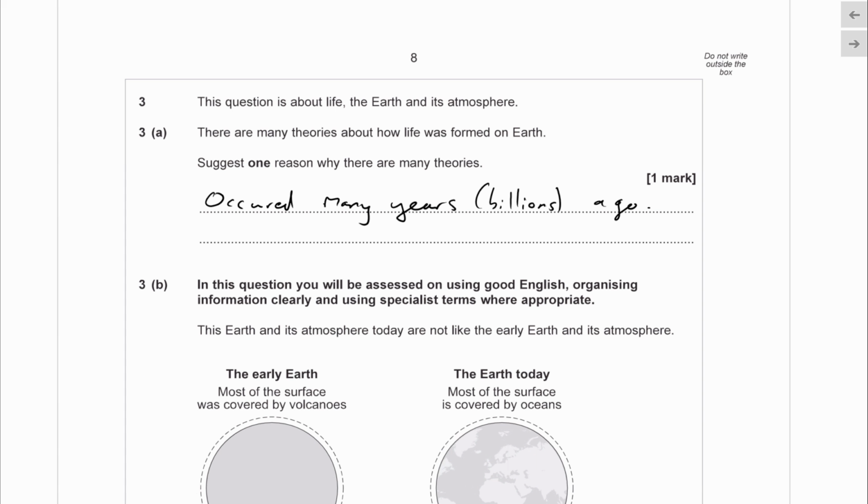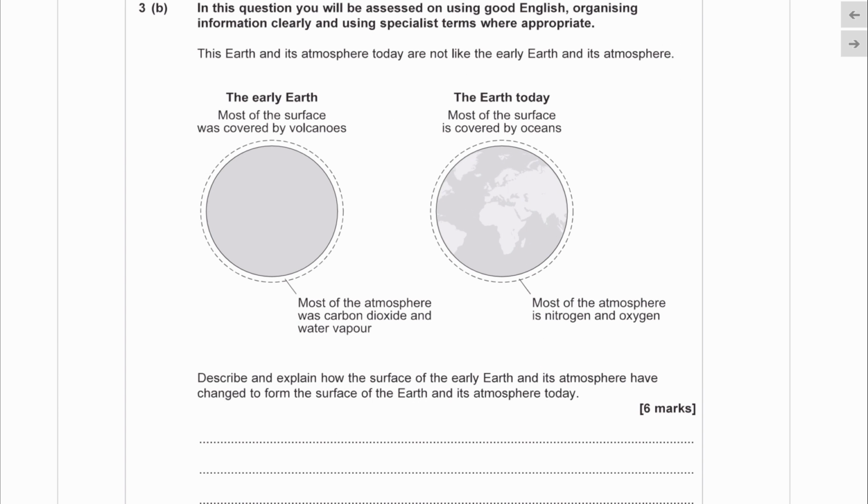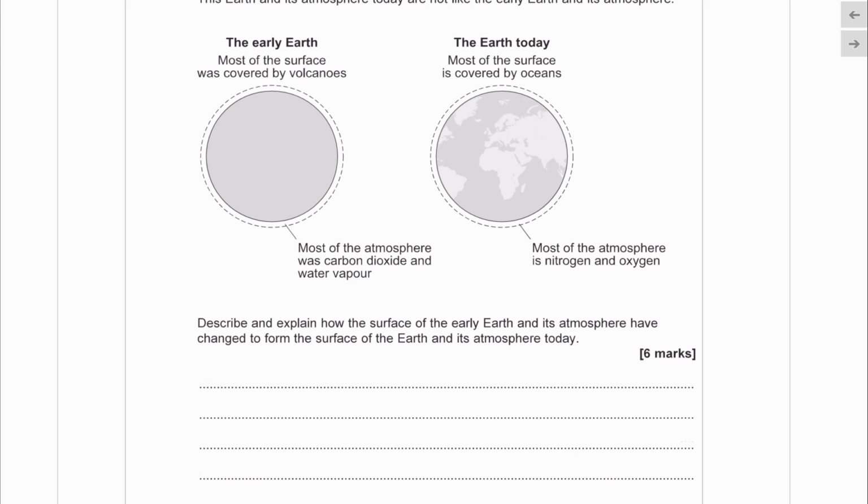Alright, so 3b, it says, in this question you'll be assessed on your English, okay? It says, this Earth and its atmosphere today are not likely the early Earth and its atmosphere, right? And we have this diagram. You've got the early Earth, where it's mostly covered in volcanoes, and you've got the Earth today, where it's mostly covered by oceans, okay? And that's obviously true. We're also told about the atmospheres. Most of the atmosphere was carbon dioxide and water vapor in the early Earth, whereas now most of it's nitrogen and oxygen.